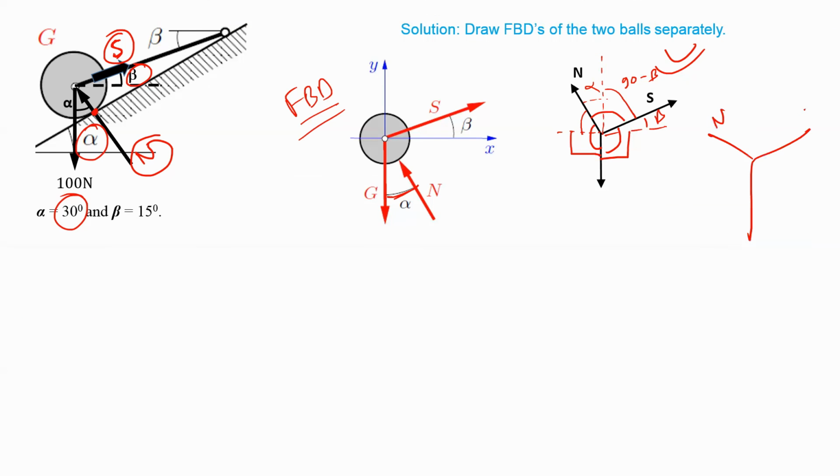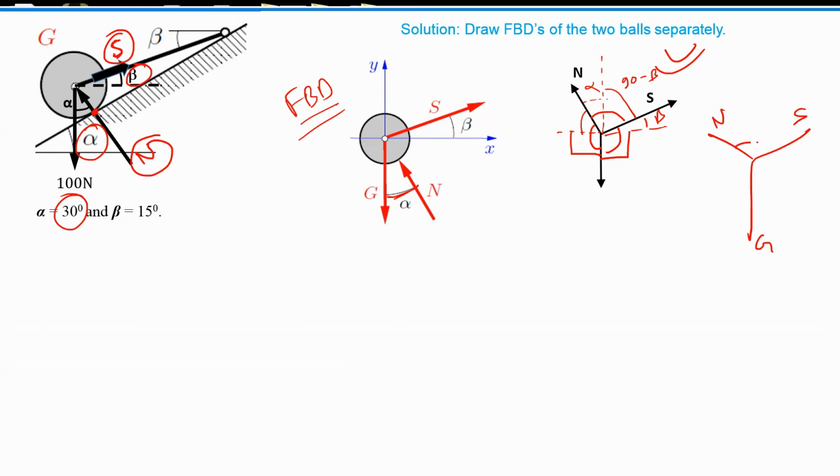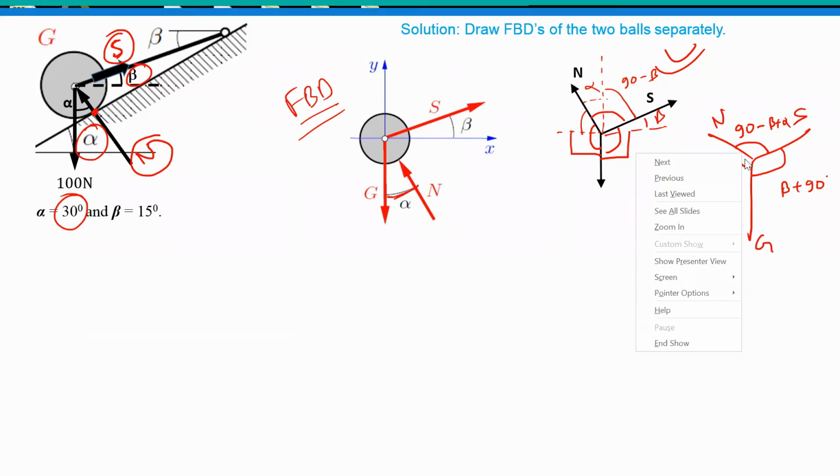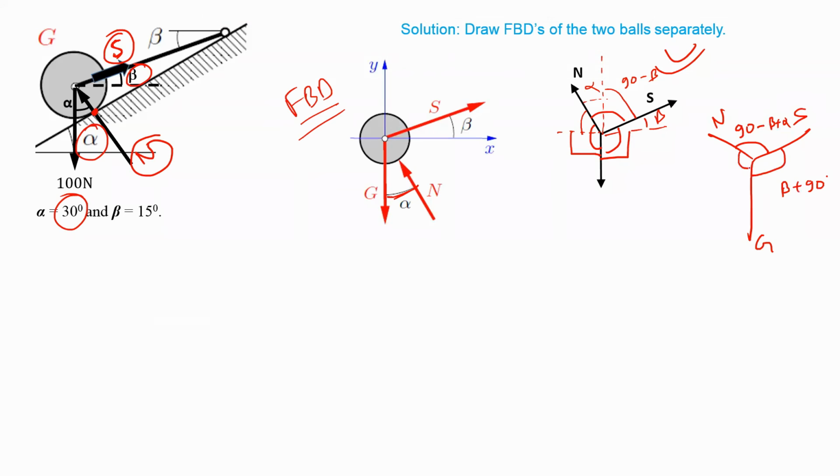This is N, this is S, this is G. So this angle will become 90 minus beta plus alpha, and this angle will become beta plus 90, and this angle will become how much? It should be 90 minus alpha plus 90, because this angle is 90 minus alpha, and this angle is 90. So we can say that it is 180 minus alpha. No issue. So as you know all the angles, you can apply Lami's theorem.